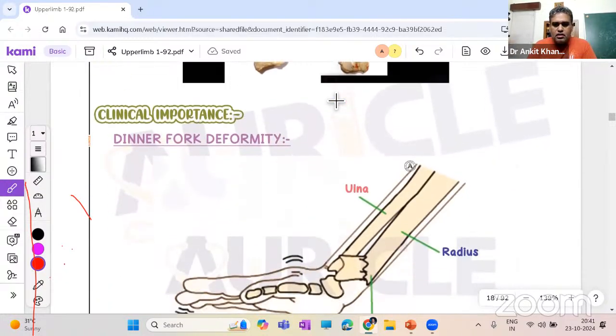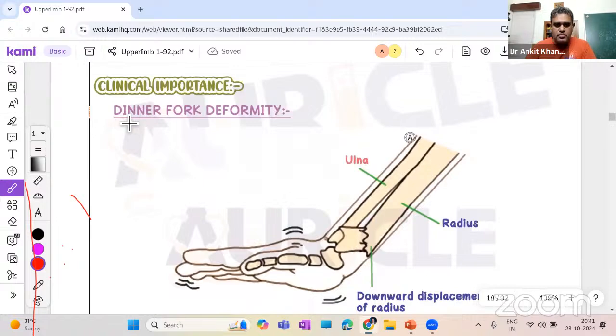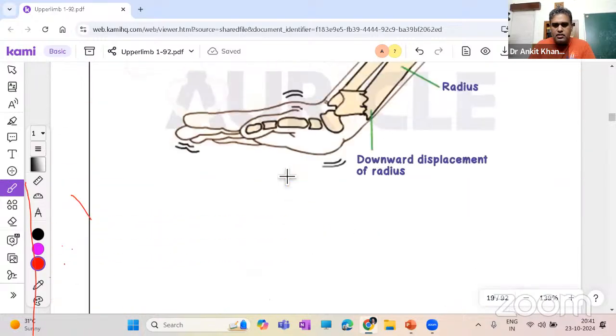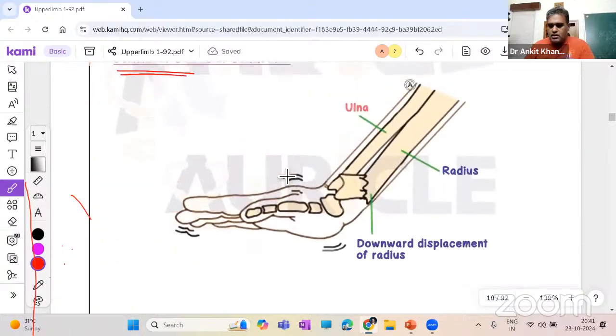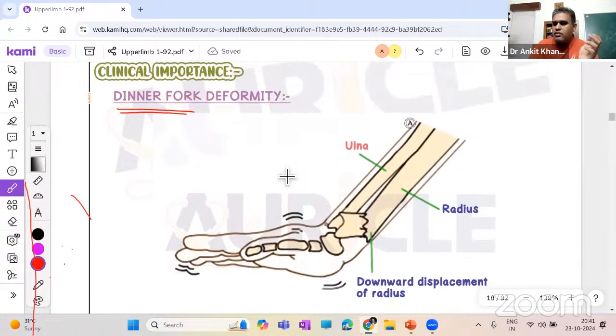Now there are a couple of deformities also. Remember the dinner fork deformity. What is dinner fork deformity? Very important. Have a look at this. Understand that this is the wrist part. Dinner fork deformity is one of the most common results of fractures, and those fractures are known as Colles fracture.